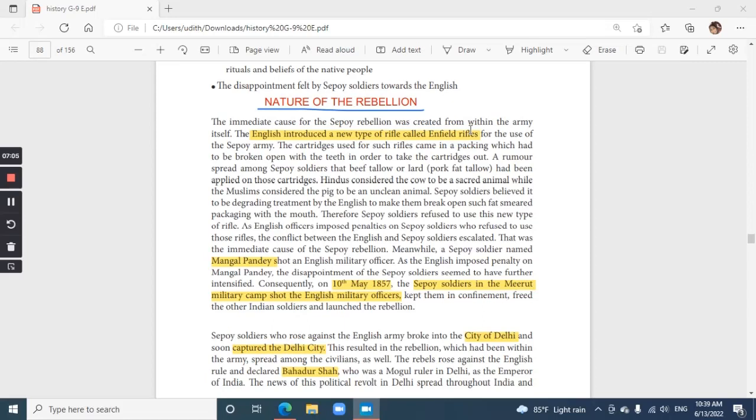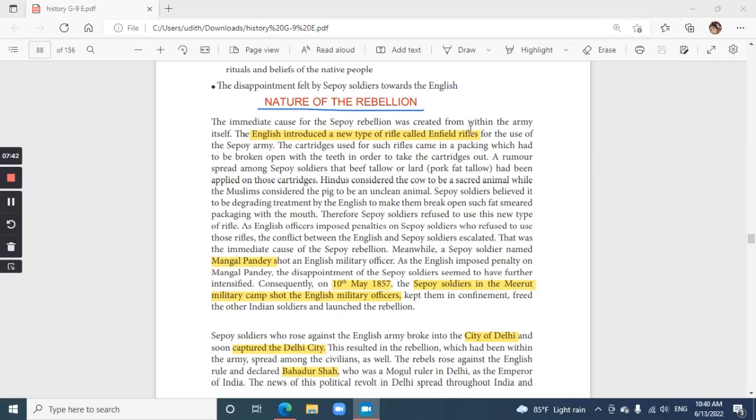And these cartridges are used for these kinds of rifles, and the cartridges came in packaging. So they had to open it very hard with the teeth. So a rumor spread among the Sepoy soldiers that there was some fat, pork fat, applied on these cartridges. And Hindus consider the cow to be a sacred animal, and Muslims consider the pig to be an unclean animal.